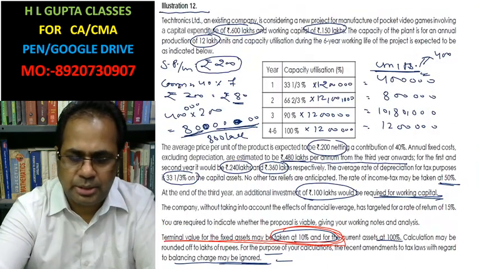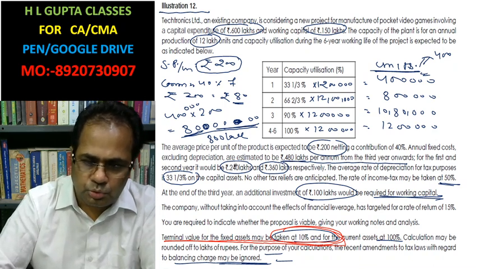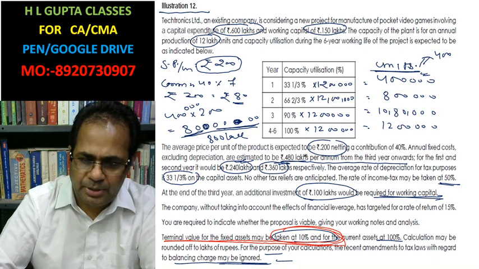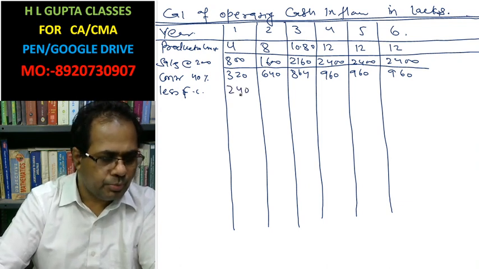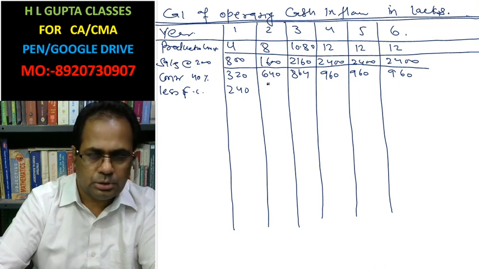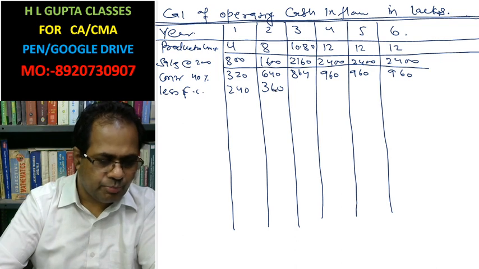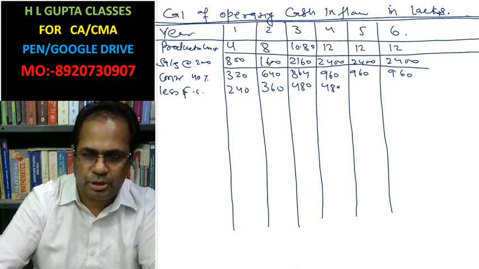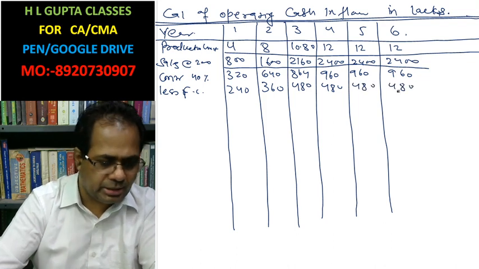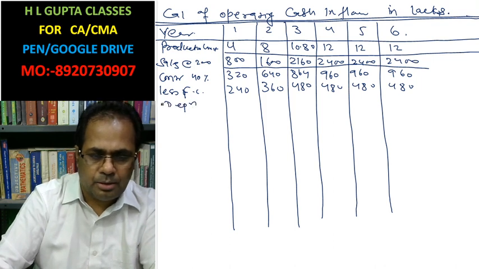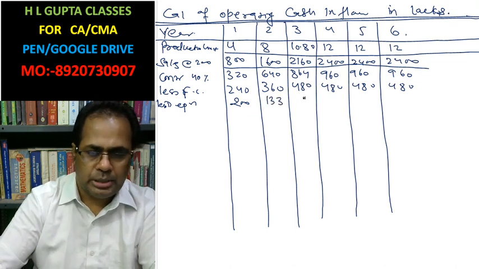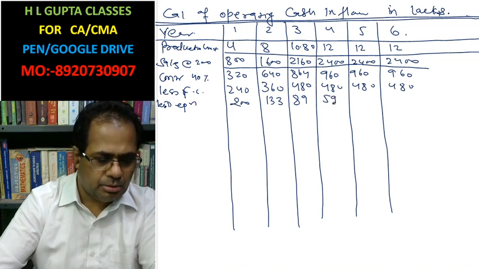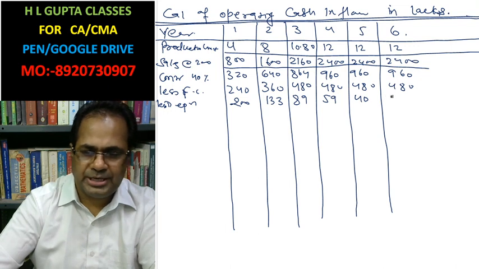Fixed cost: in the first 2 years, look here, 240, 360, and thereafter 480 each year. Less depreciation. Depreciation I have already calculated: 200, 133, 89, 59, 40, 26.